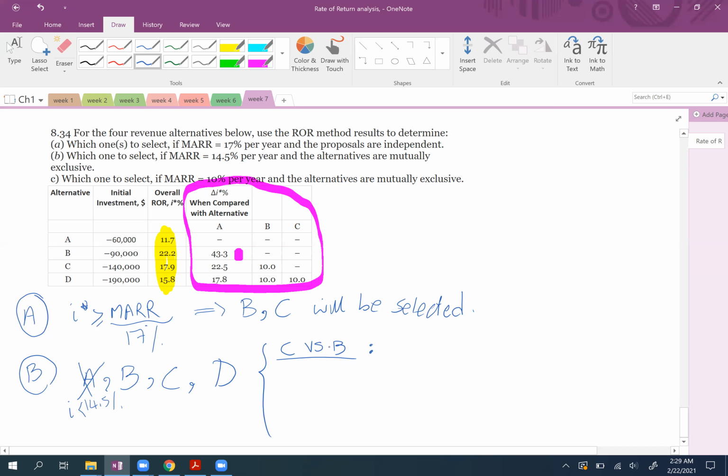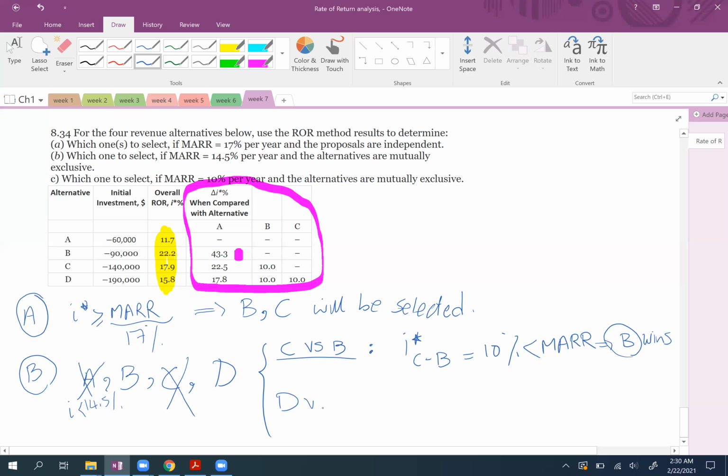So C versus B, it means that I want to determine I star for C minus B. If you look at it, you will see that BC is 10%, which is less than the minimum attractive rate of return of 14.5%. Therefore, I would say B wins. If it's less than that, it means that you will select the cheaper project. You will select B. I'll go back to this list and eliminate C.